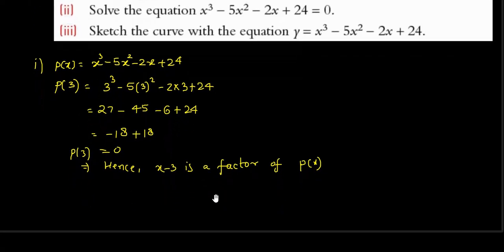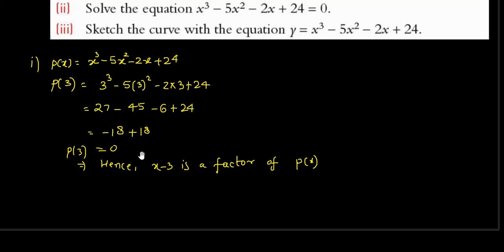Let us see what this second part says. The second part is, hence we have to solve this equation. Since we have shown that x minus 3 is a factor of this, in this second part we have to solve this cubic equation. So as we did in the previous question where x minus 2 was given as a factor and then we factorize the polynomial completely.